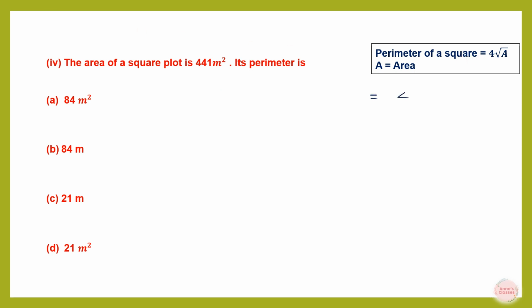So that will be 4 into the square root of area, and area is given to us as 441 meter square. So 4 into, now the square root of 441 is 21. So you can find out using the prime factor method, or you can use the division method and find out square root is 21. Now 4 into 21 is 84. And since we are finding the perimeter, our unit is only meters. So 84 meters is our answer, and that is option B. Option B is 84 meters.